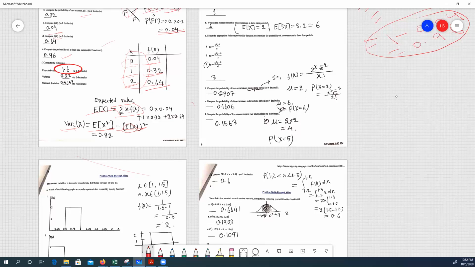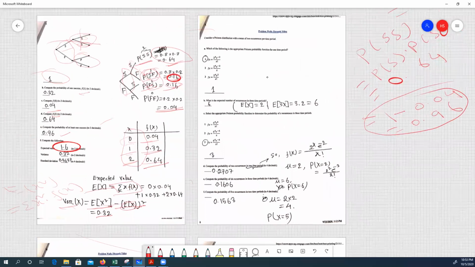We have already shown this one, the expected value of x squared, which is actually the summation of x squared times f of x. So you take the square of each value times its probability, and add them together. Then you will get the expected value of x squared, and taking the difference of these two numbers, you will have 0.32. So this is the variance. The standard deviation is very simple, which is the square root of 0.32, which is 0.5657.